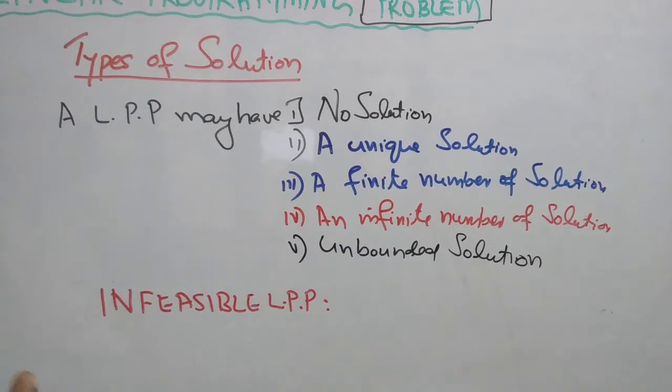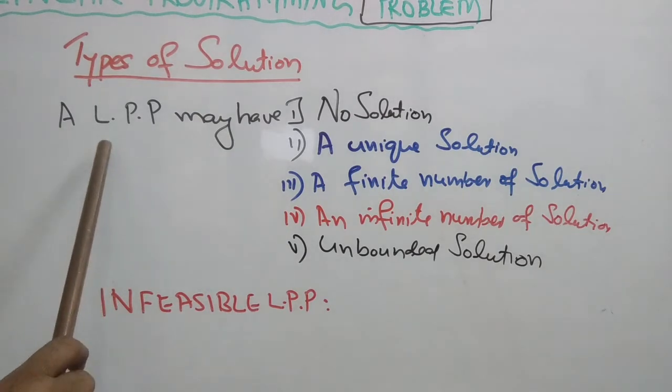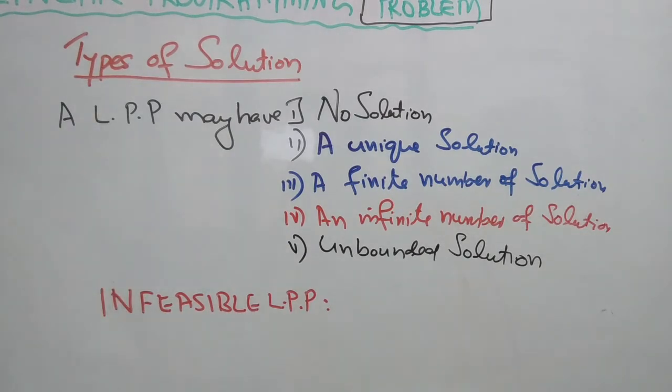What about the types of solution? In every management decision problem, what are the different categories of solution to a linear programming problem? That is, the values for decision variables satisfying constraints which optimize the objective function. Let us look at the types of solution. A linear programming problem may have no solution. We have a problem, but that may not have a solution. That is one case.